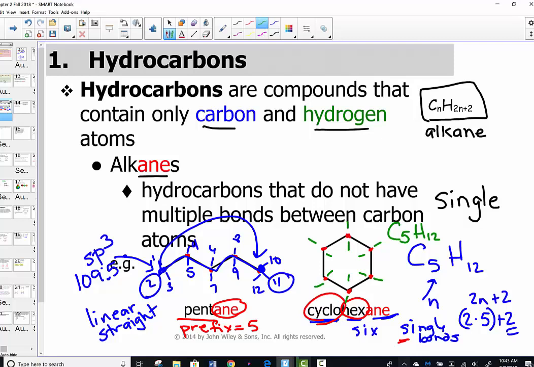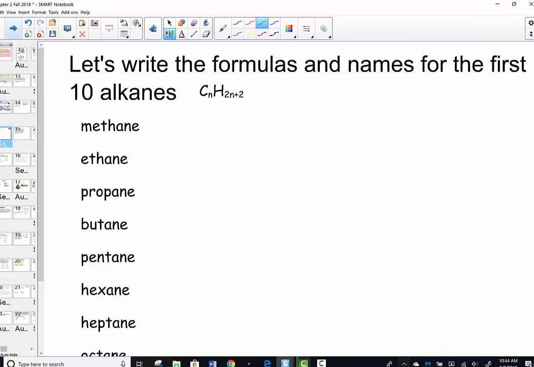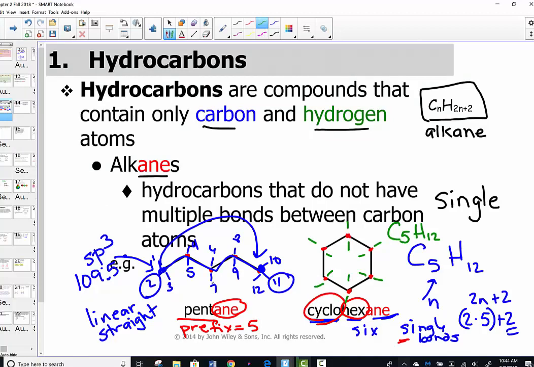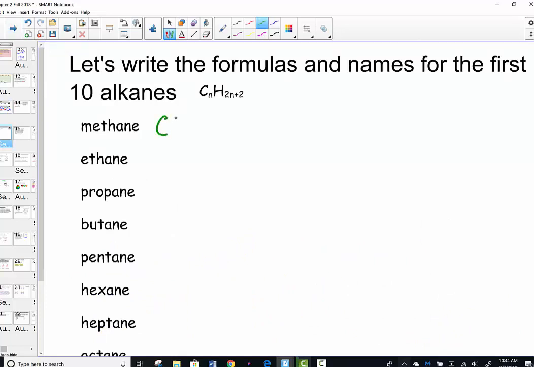These are all single bonds, so every time you see the A-N-E ending. If we do have a multiple bond, we change the ending to let the reader know if it's double or triple. If it's a double bond, we have an E-N-E ending, known as an alkene. Notice here we have 1, 2, 3 carbons. There's a prop to represent 3. We could have propane like the previous page, but notice we have a different ending to know that now there's a double bond.